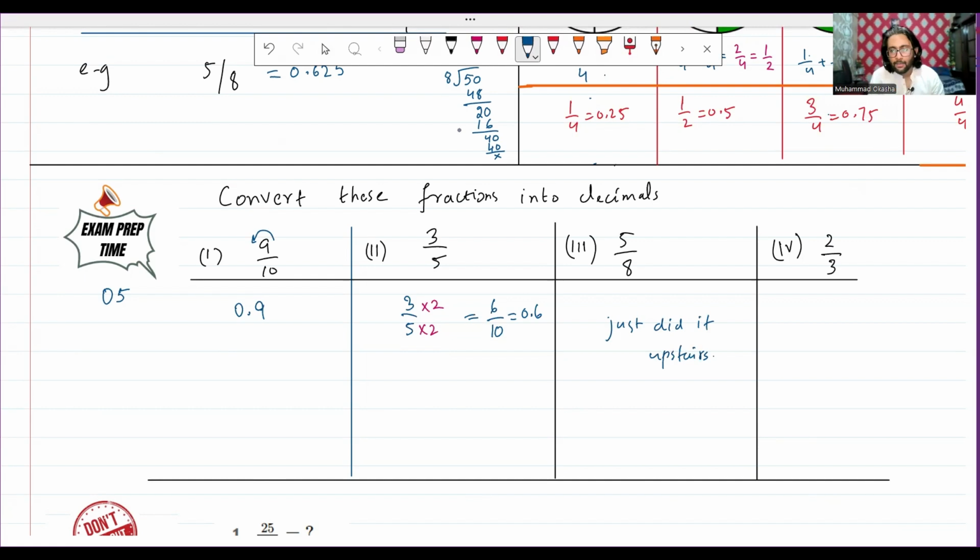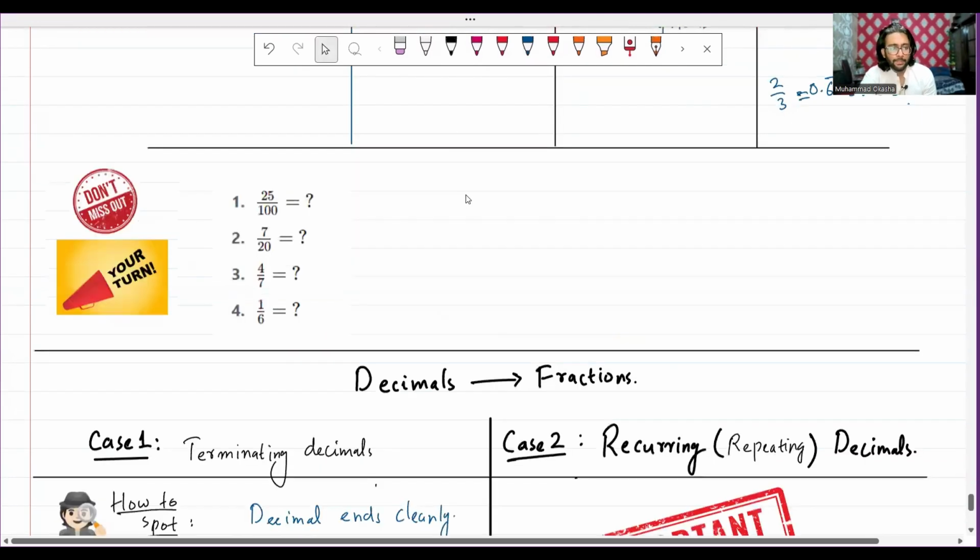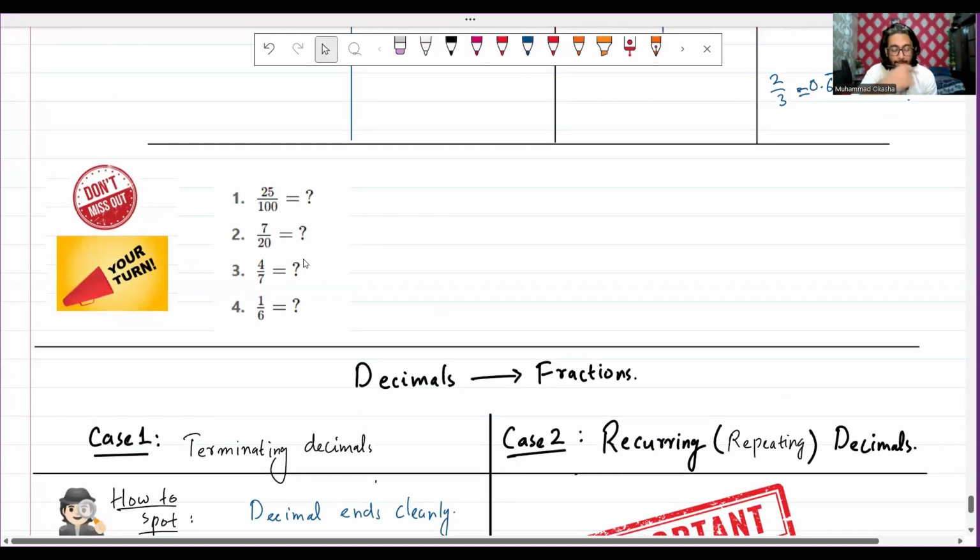Okay, 2 divided by 3. Again, I'll put a 3 outside, I'll put a 2 inside. So 3, I cannot divide it directly because this is a bigger number. So I'll put 0. 3 6s are 18, 2, and this is going to be 0.6 repeating. 2 over 3 is equal to 0.6 repeating. You can also write it like this, or you can write it like 0.6 with the dot on top. Okay, take a moment and do this.